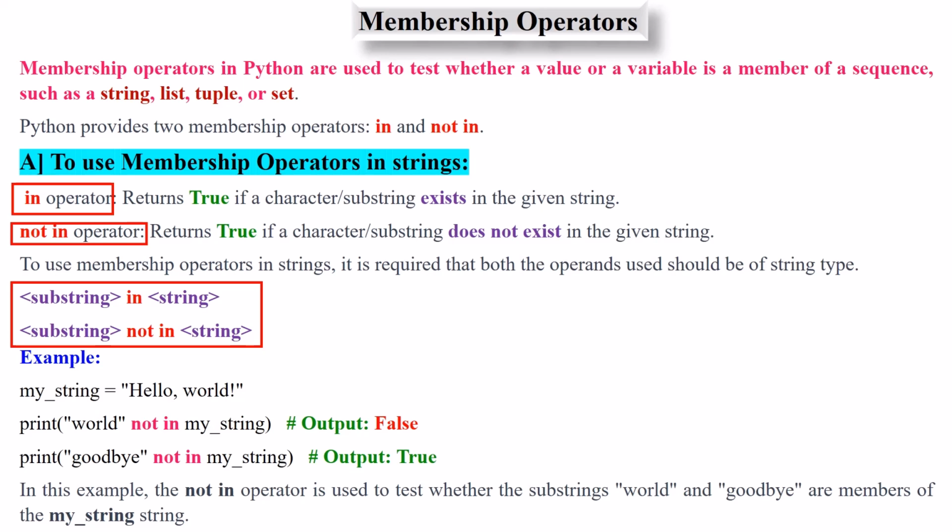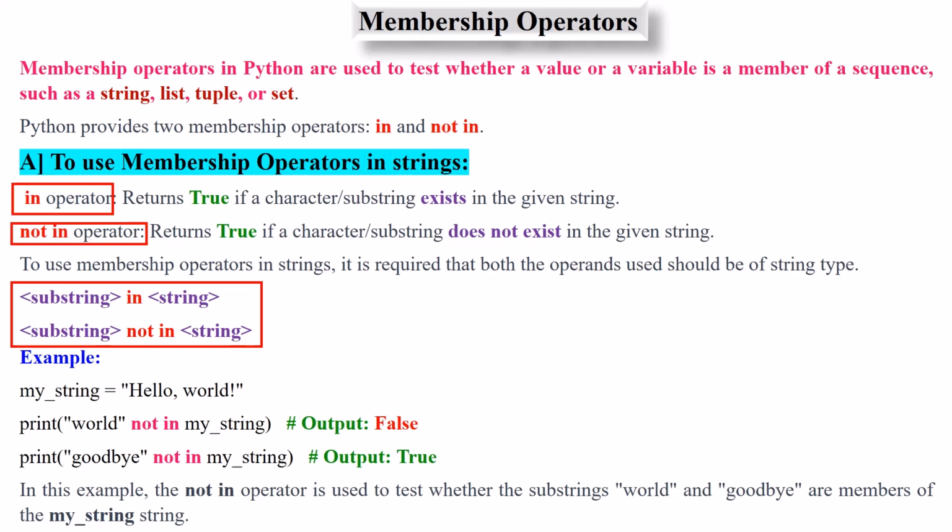The in operator returns true if a character or substring exists in the given string. The not in operator returns true if a character or substring does not exist in the given string. To use membership operators in strings, it is required that both the operands used should be of string type. Syntax: substring in string, substring not in string.